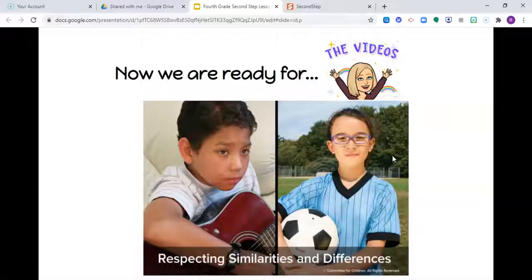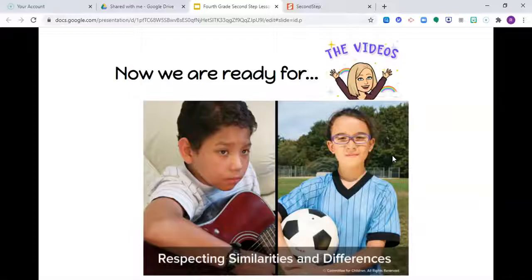Now let's look for similarities. They both are starting school, and they both want to make new friends, and they both like to read. Those are all similarities. You can see that even though Enrique and Mia are different in a lot of ways, they still have some similarities.